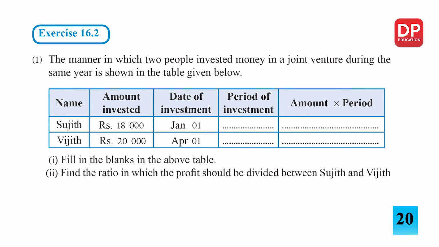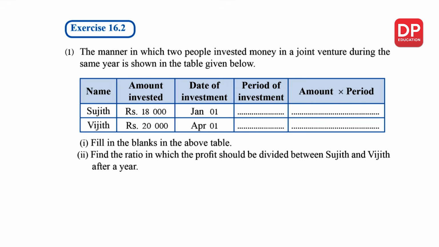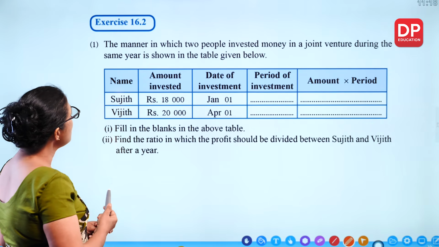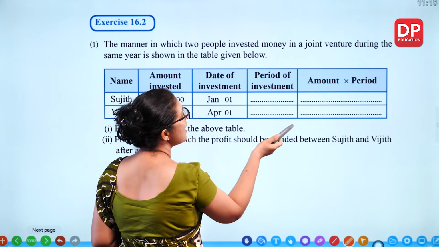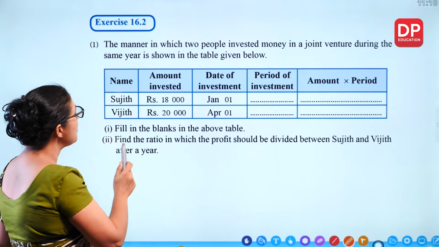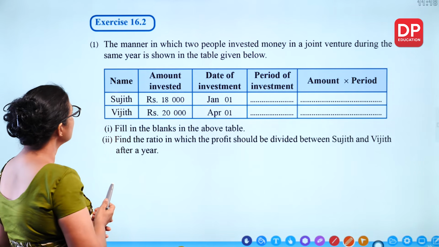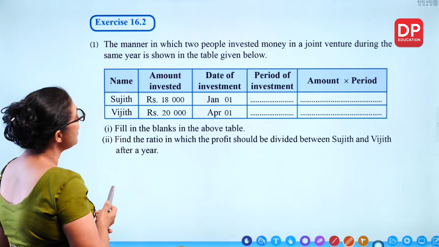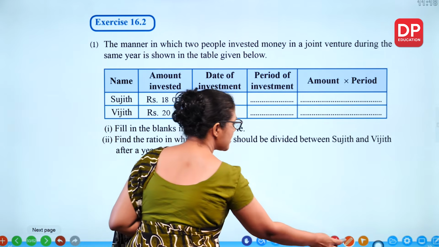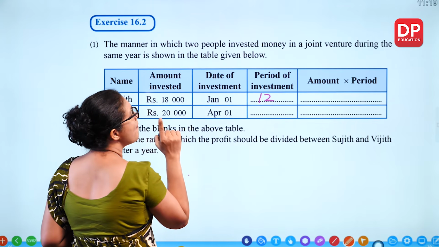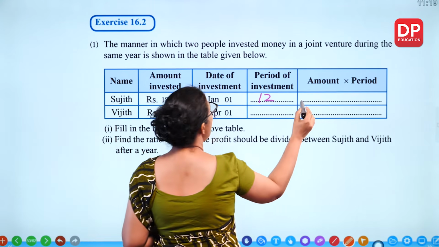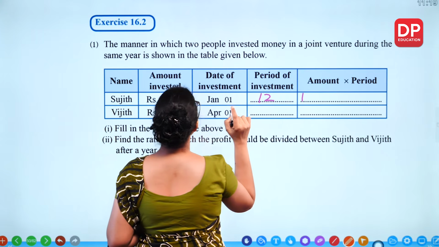Exercise 16.2. The manner in which two people invested money in a joint venture during the same year is shown in the table given below. This is Sujit and Vijit invested amount, date of investment, period of investment and amount into period. Fill in the blanks in the above table. So what's the period of investment? So January 1st started. So you can write this is 12 months. Amount into period. Amount is 18,000 into 12.